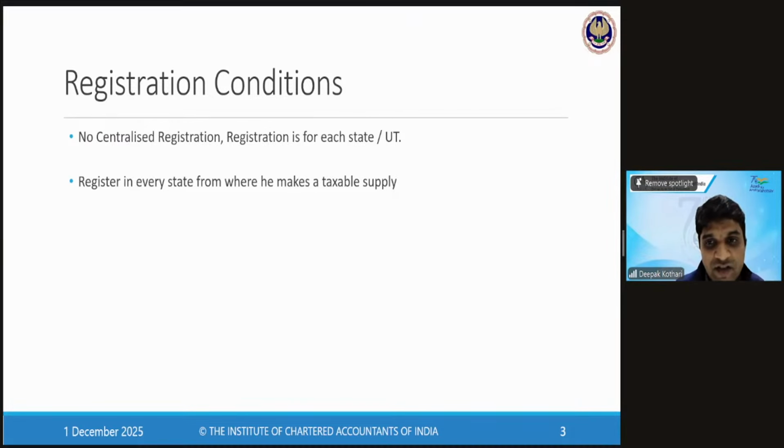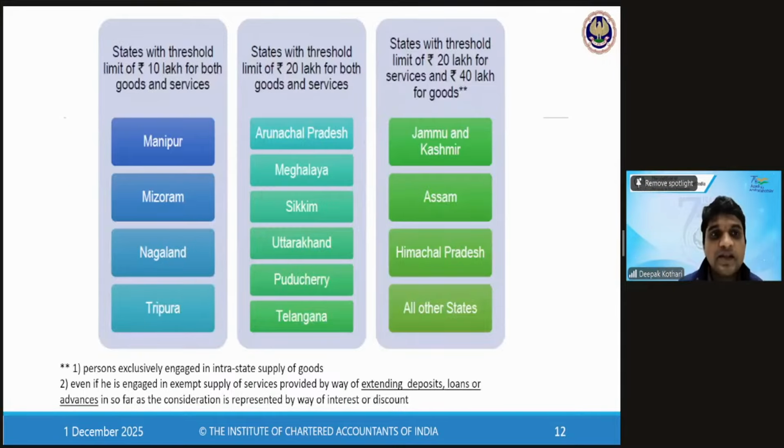Threshold limit for registration now: what will you consider the limits? So first is the limits. The limits are basically three: 10 lakh for both goods and services, 20 lakh for goods and services, and the third category is 20 lakhs for services and 40 lakhs for goods. Now, this categorization: TNMM, which is Tripura, Nagaland, Mizoram, and Manipur. TNMM states, you will have a limit of 10 lakhs.